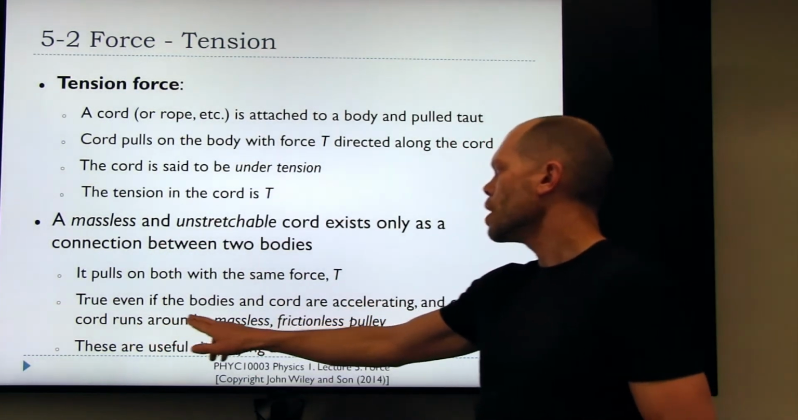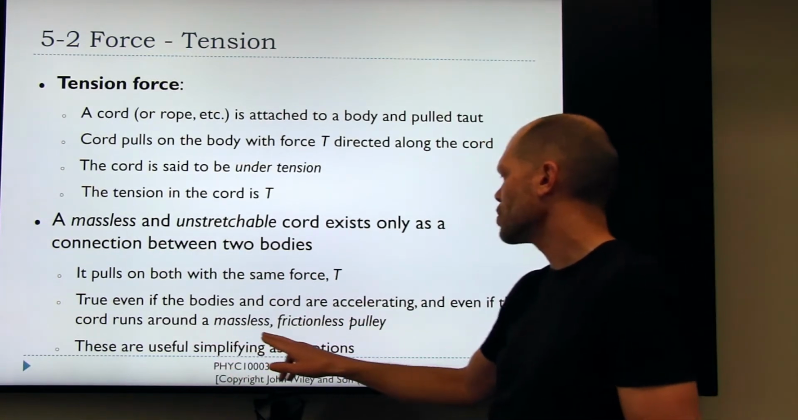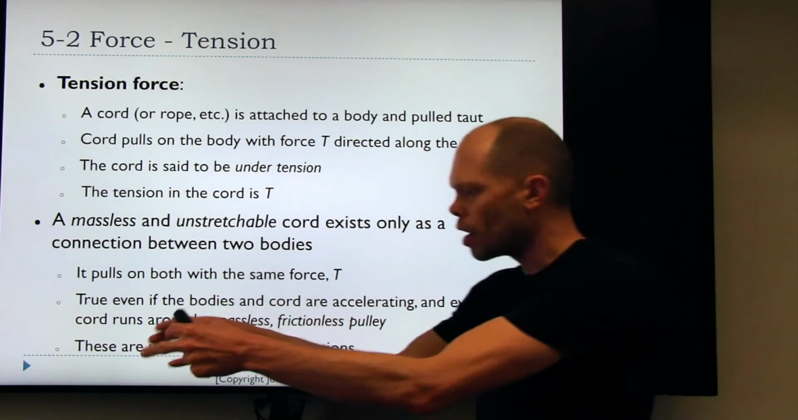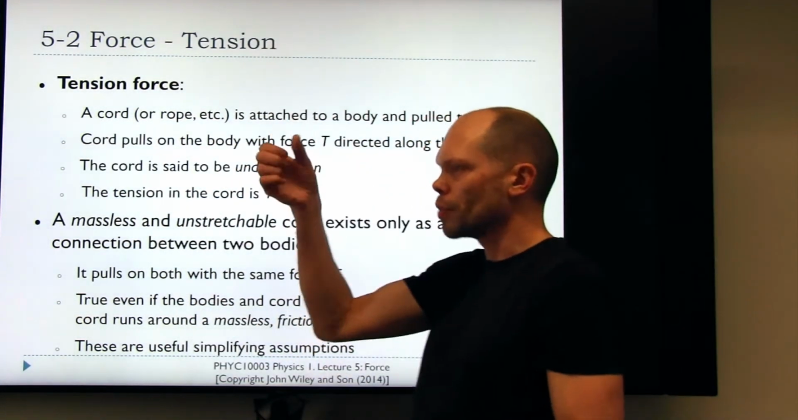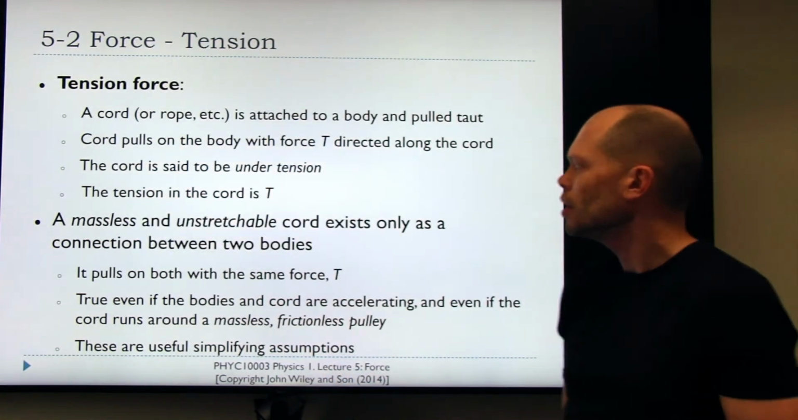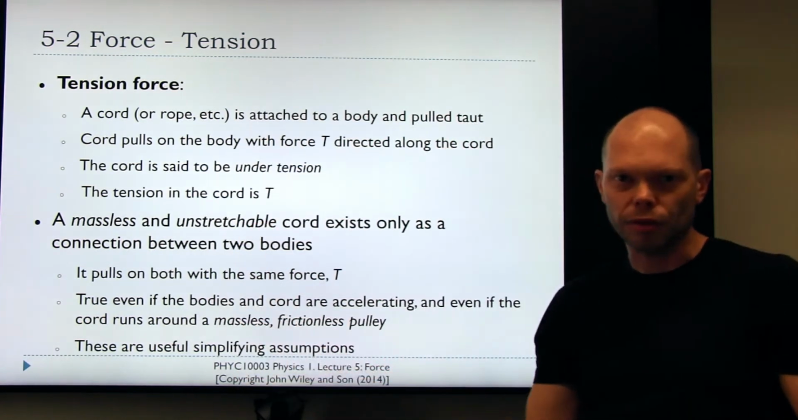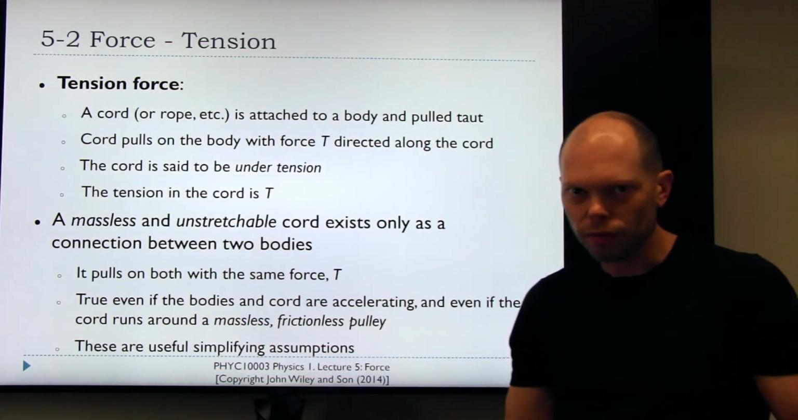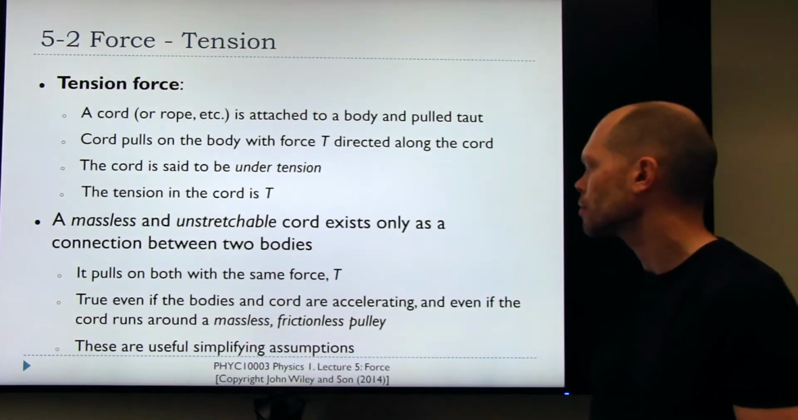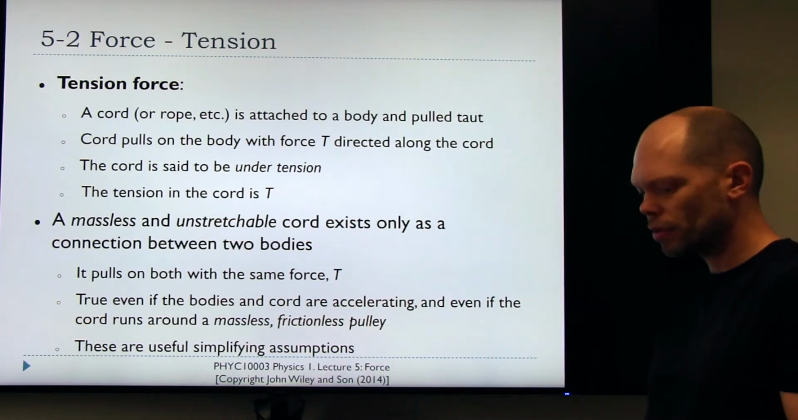This is true even if the bodies and the cord are accelerating and even if the cord runs around a massless, frictionless pulley. So there are going to be lots of questions where you've got a block, here's a pulley, the cord goes up and around, and I'm trying to pull it. The reason we use those pulley examples is because it gives you practice calculating these forces when there's an angle involved. It's not straight up or down, not straight side to side, there's some angle. So they're just simplifying assumptions.